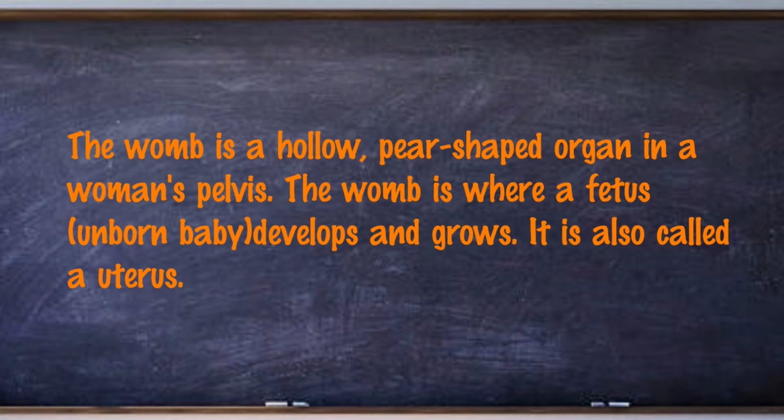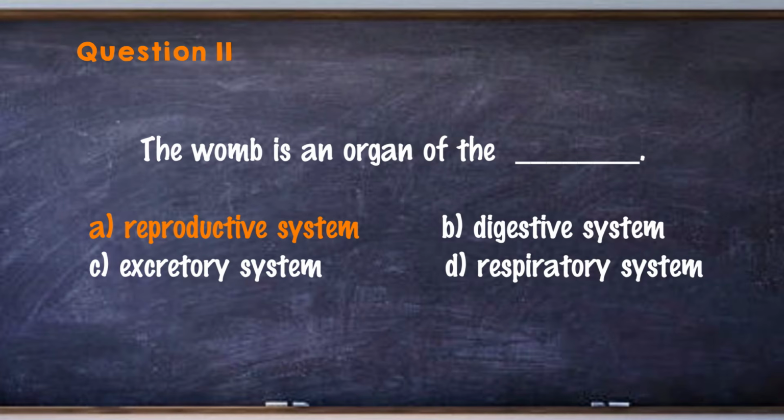Okay, so what exactly is the womb? In case you're not familiar, the womb is a hollow, pear-shaped organ in a woman's pelvis. The womb is where the fetus or unborn baby develops and grows. The womb is also called the uterus. So knowing what the womb is, can you now guess which organ is the womb a part of? You heard the word baby. Good, so the correct answer there would be A, reproductive system.